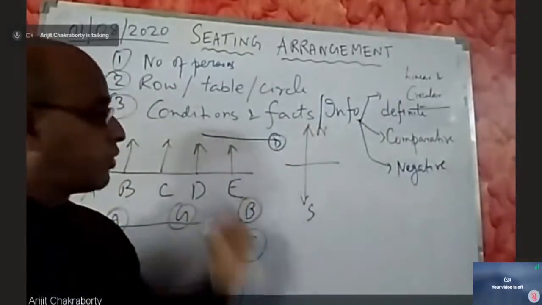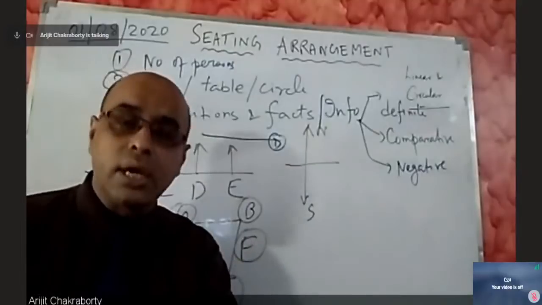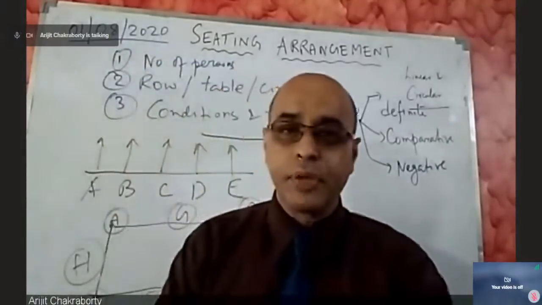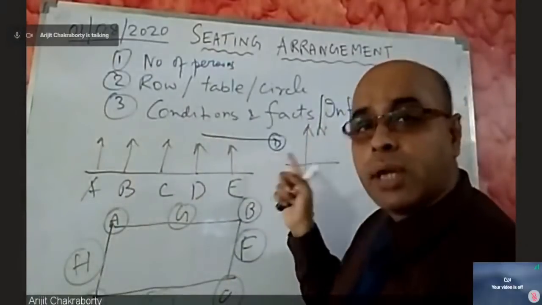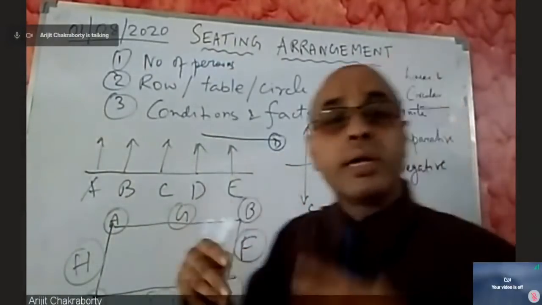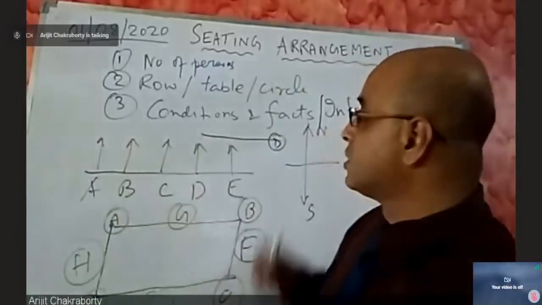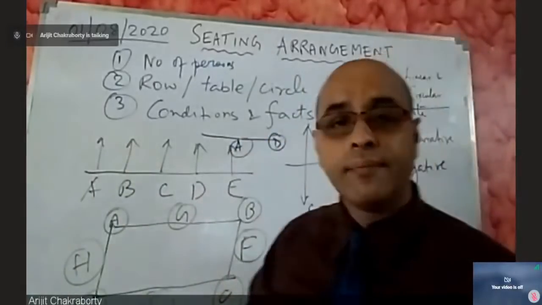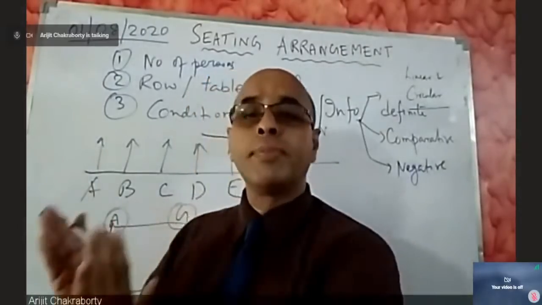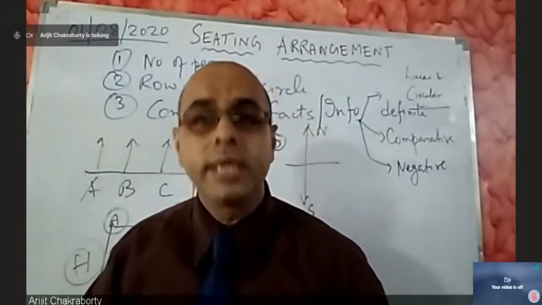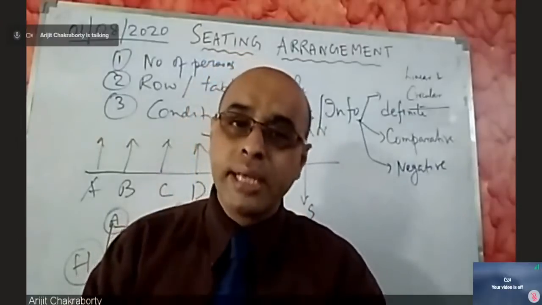Somebody sitting on the first seat, or somebody sitting in the middle, or if it is given that D is occupying the last seat, right? Or if it is said that out of 5 persons, A is in the middle. So A is in the middle, there are 2 people on the left hand side, 2 people on the right hand side. This is an example of definite information.